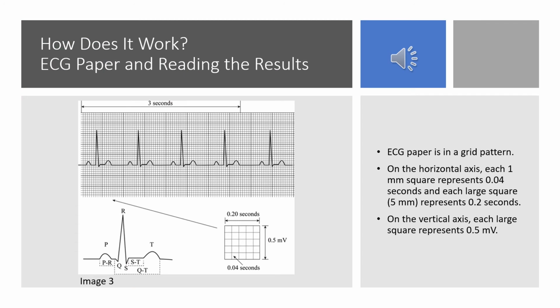Let's better understand how ECG paper and reading the results works. ECG paper is divided into a series of grids. The horizontal axis represents the time, and the vertical axis represents the millivolts, or in common terms, the amplitude of the heartbeat. On each horizontal axis, each 1 millimeter square represents 0.04 seconds, and each large square represents 0.2 seconds. On your vertical axis, each large square represents 0.5 millivolts.